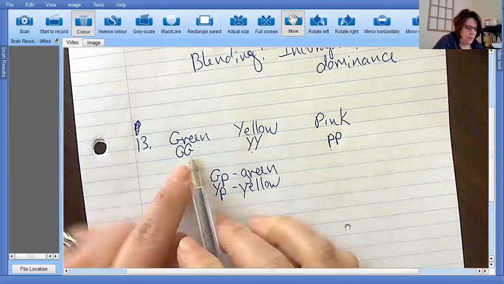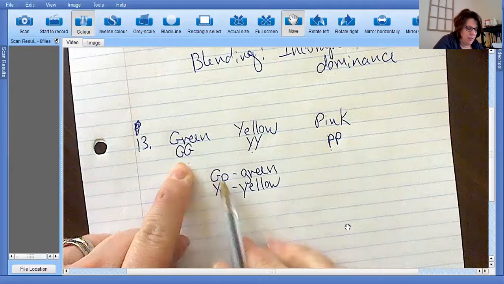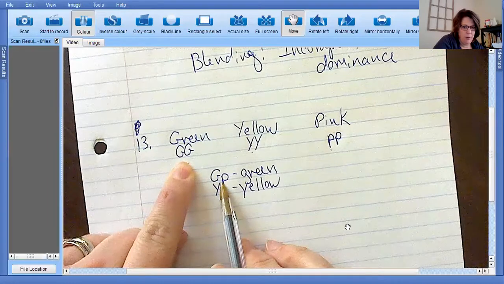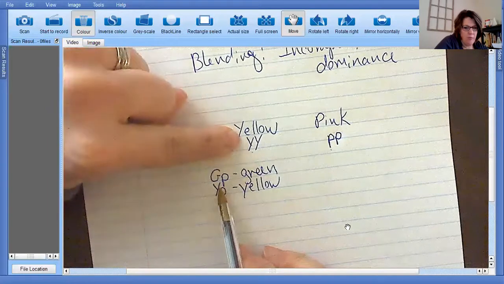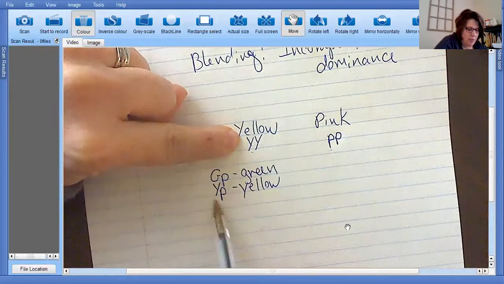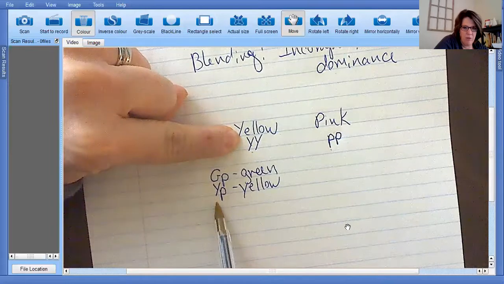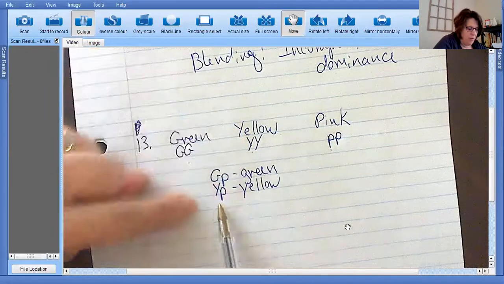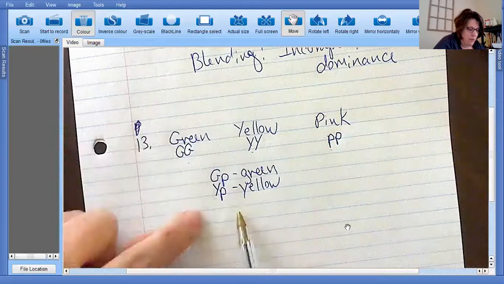So if we have big G, it's going to be green, but it could also be big G, little p and be green. The same with yellow: we could have big Y, yellow, but also big Y, little p is yellow. Those are two examples that would make yellow versus green.